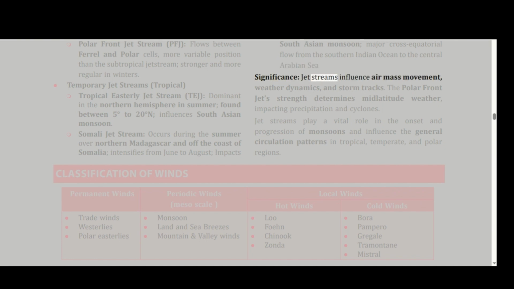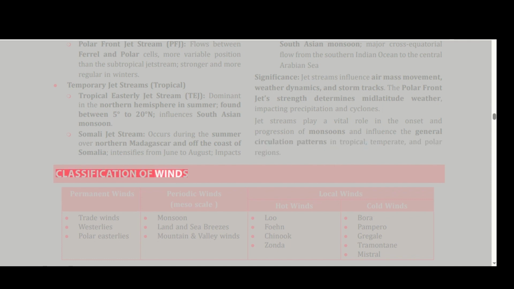Significance. Jet streams influence air mass movement, weather dynamics, and storm tracks. The polar front jet strength determines mid-latitude weather, impacting precipitation and cyclones. Jet streams play a vital role in the onset and progression of monsoons and influence the general circulation patterns in tropical, temperate, and polar regions.